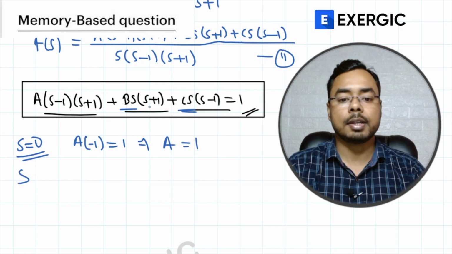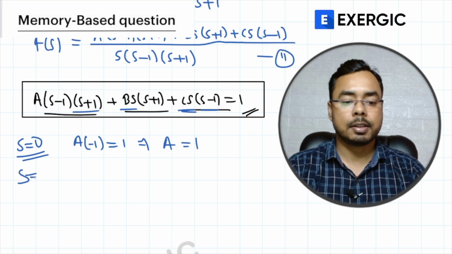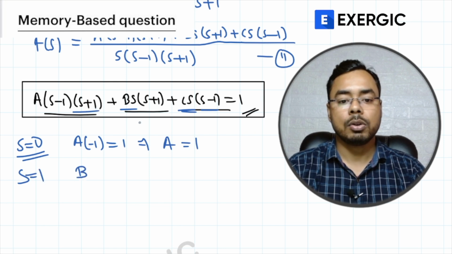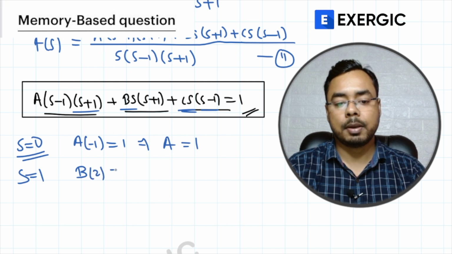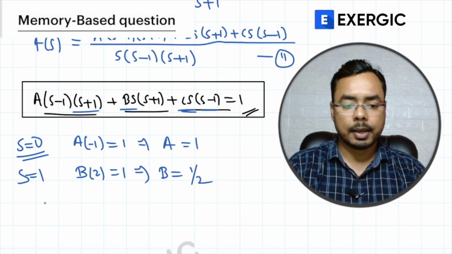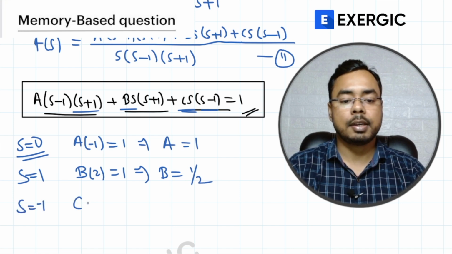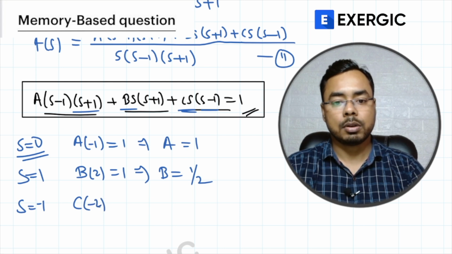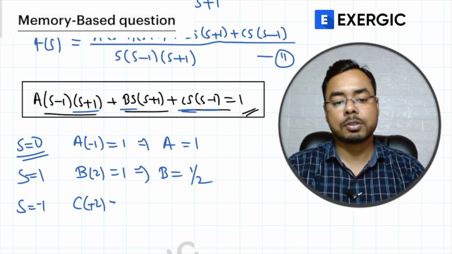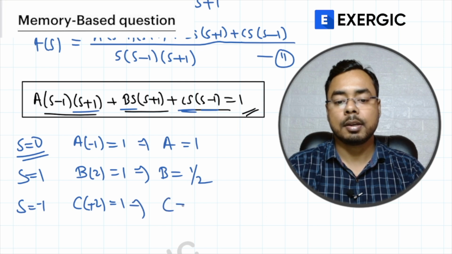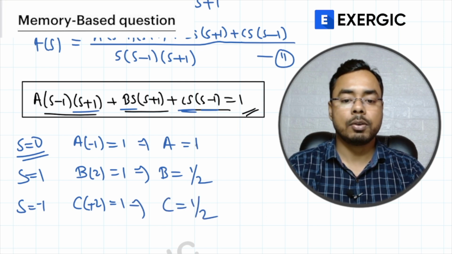Similarly, if I substitute s equals 1, then the first and the third terms will become 0, and you will get B into 1 into 2, and this will be equal to 1. So the value of B will be 1 by 2. Similarly, if I substitute s equals minus 1, then you will get C into minus 1 into minus 2, that will be plus 2, and this is equal to 1. So from here, the value of C will be 1 by 2.